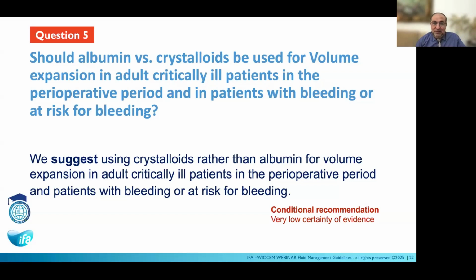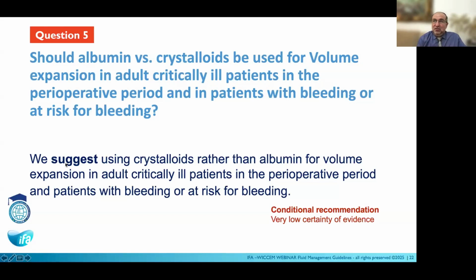We found 9 clinical trials, mainly in the perioperative period of patients with vascular surgery, but some other surgeries as well, and based on the evidence profile, there was no signal suggesting this or that, albumin or crystalloids. There was not much difference also in blood transfusion, maybe tiny, but not clinically significant.